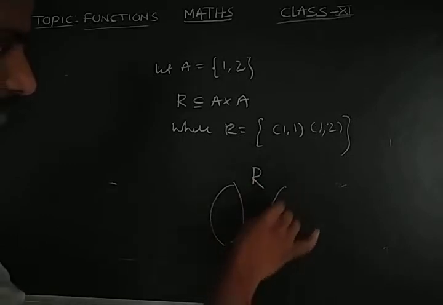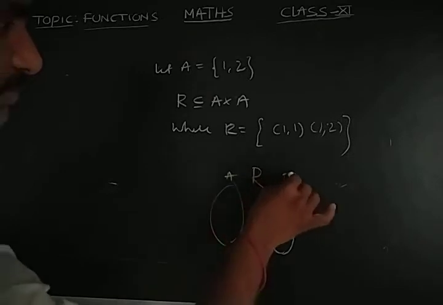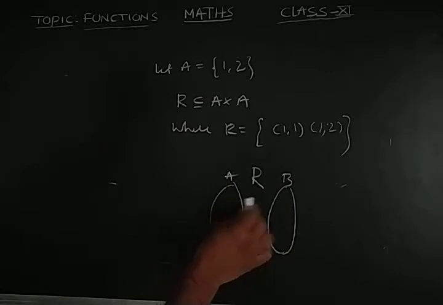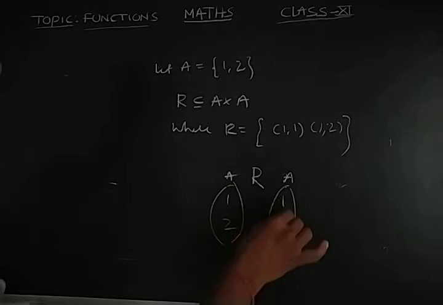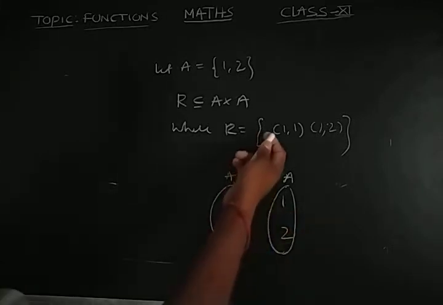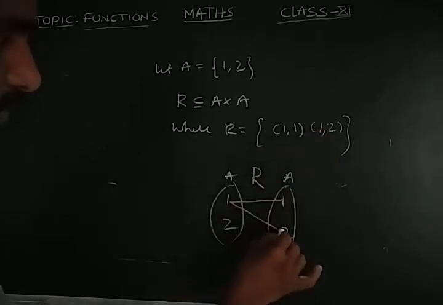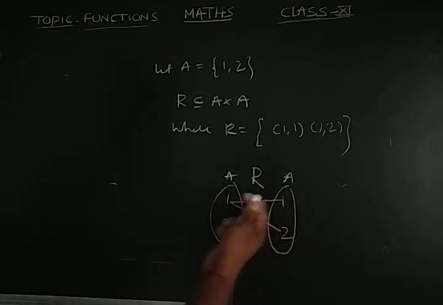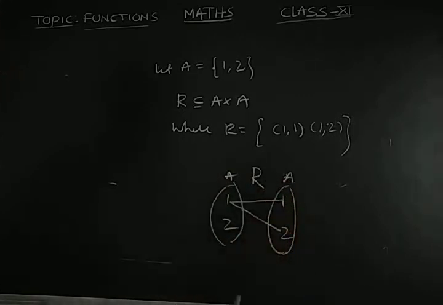In the graphical method you can show the relation. Here this is A and this is B. A is known as the domain and B is known as the codomain. Here B is also A, so A has 1, 2, and here also 1 comma 2. Now see the relation ordered pairs. 1 is related with 1, and 1 is related with 2. Here the domain elements are 1 comma 2, and 1 comma 2 is the codomain, and the image set also contains 1 comma 2.